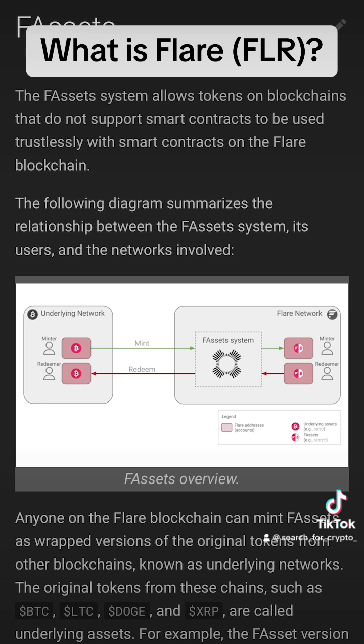So let's say you wrap your Bitcoin that you own in FLR and create a FBTC, right? That FBTC could now have smart contract functionality, because you're basically adding an extra layer of functionality using F assets. Now, I know that I think they've discussed wrapping Bitcoin and Dogecoin and XRP.